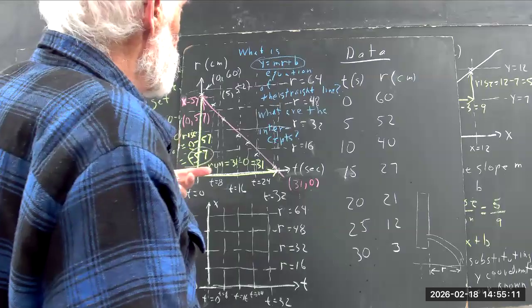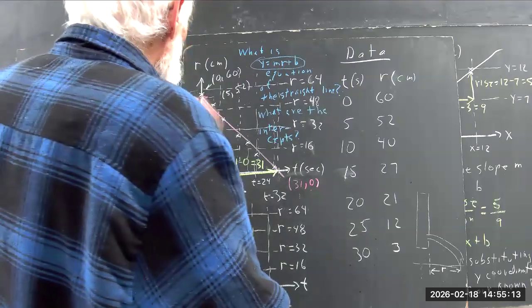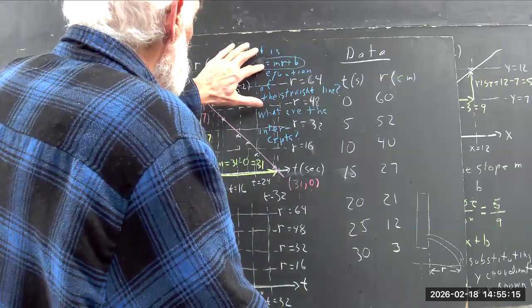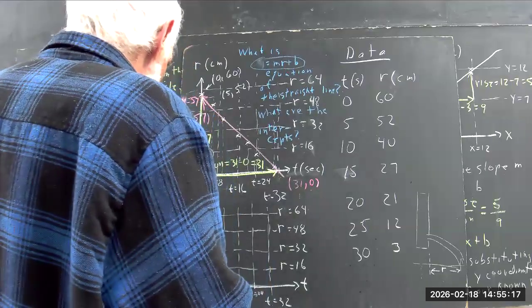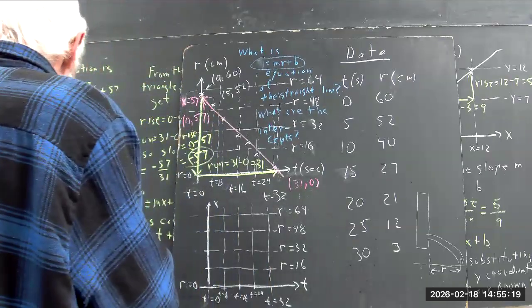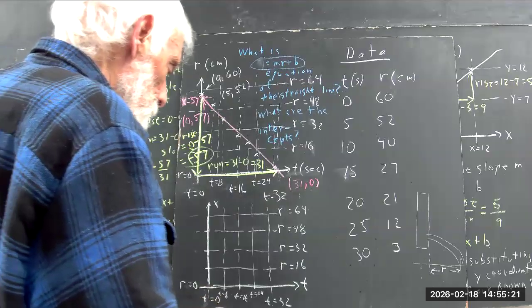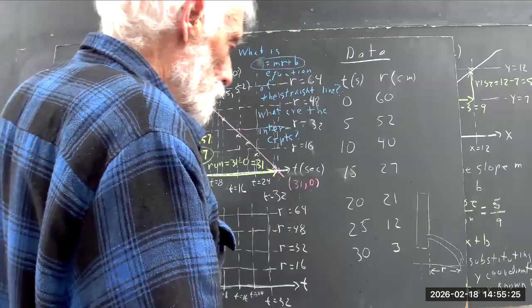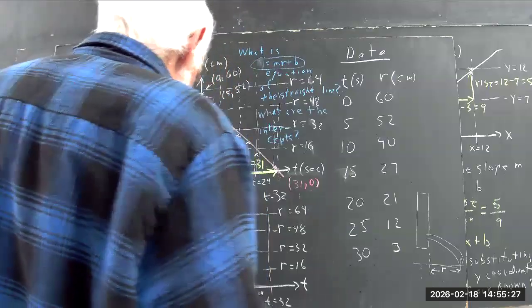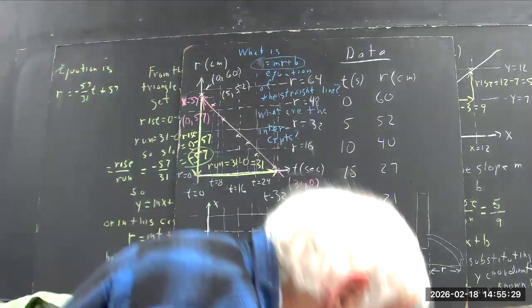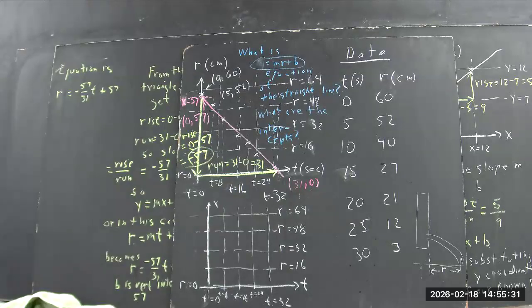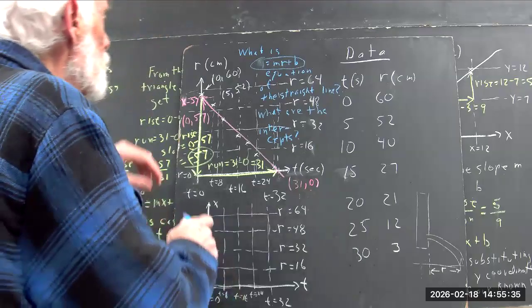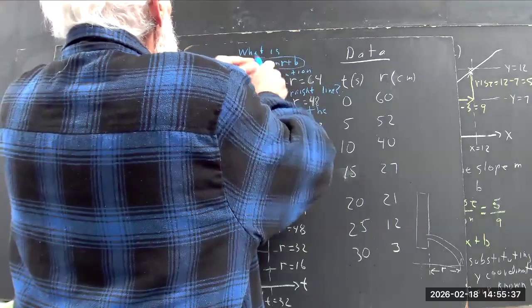Okay, now we want to write the, it's not y, it's r. R equals m times t plus b equation. And I'm going to write that with blue chalk, and I don't know what's happened to my blue chalk. When in doubt, look on the floor. There we go. Okay, I should have had r up here.